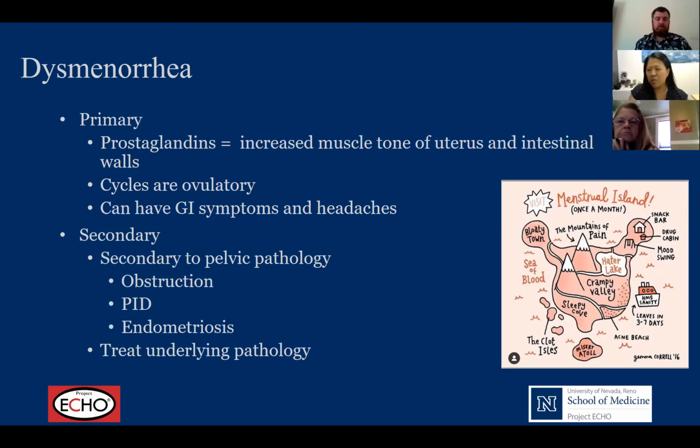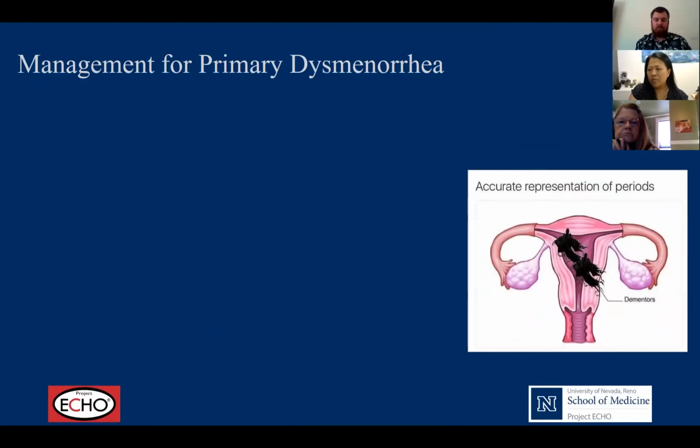If you manage the primary dysmenorrhea correctly and they're still having pain, then you need to think about secondary causes such as endometriosis. And that you need to treat the underlying pathology, which usually includes you referring them to OBGYN to make that diagnosis of endometriosis. So management.